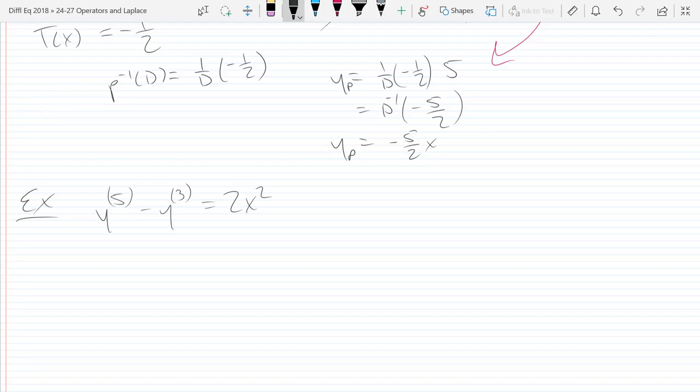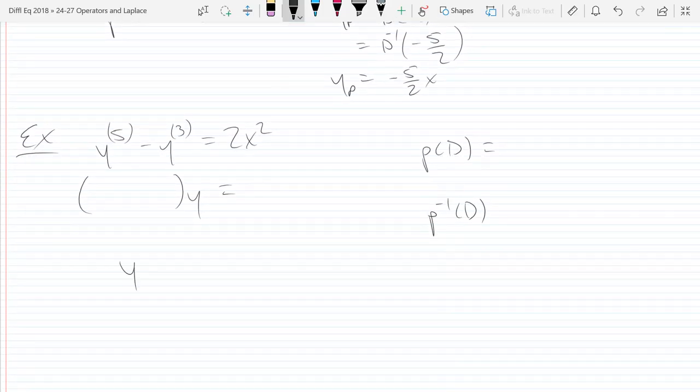All right, step one, you need to write down what is P of D. So write down the operator first, then find P inverse of D, and then rewrite it, Y equals P inverse D, 2x squared.